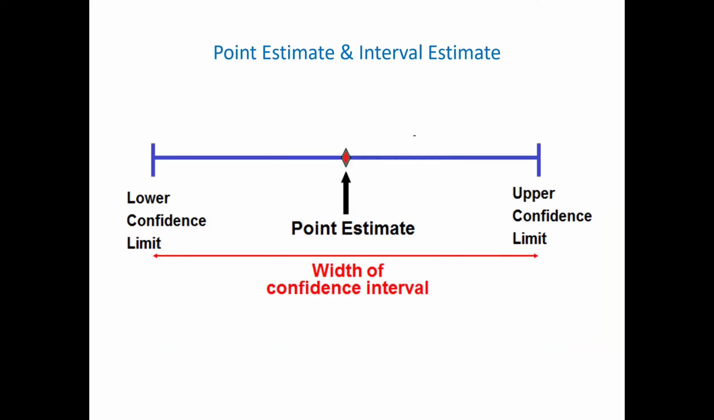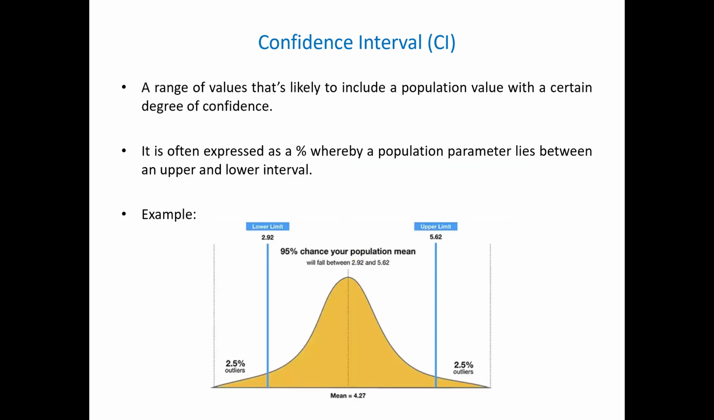The lower limit and the upper limit of your interval: you see that around the point estimate, the lower value of the confidence interval will be less than your point estimate, and the higher value will be higher than the point estimate. That's why you calculate your confidence interval from your point estimate. This one is just giving you the picture of what I'll be talking about.